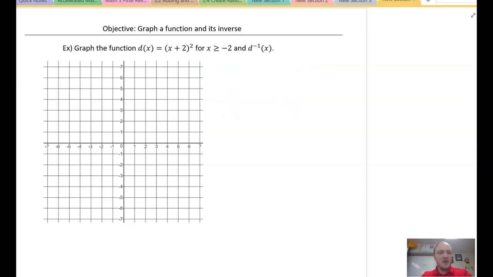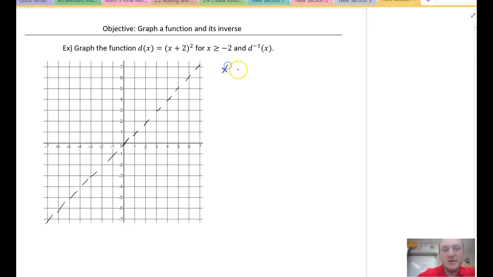So again, I'm going to plot my line y equals x. Okay, there's y equals x. Gotta make sure it's straight. Yes, it is.